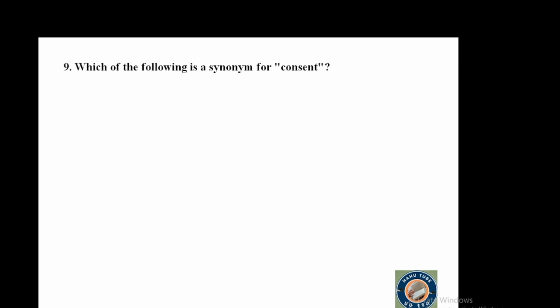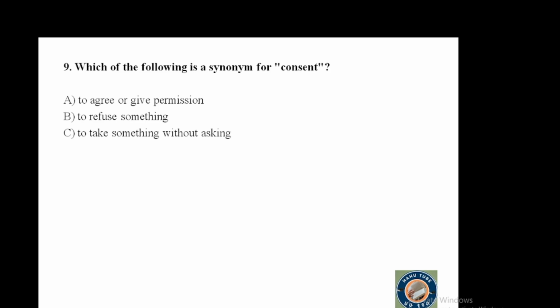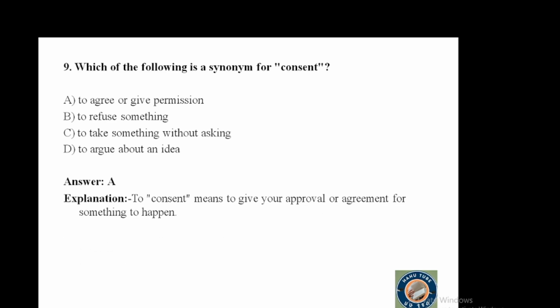Question number 9. Which of the following is a synonym for consent? A. To agree or give permission. B. To refuse something. C. To take something without asking. D. To argue about an idea. The answer is to agree or give permission. To consent means to give your approval or agreement for something to happen.